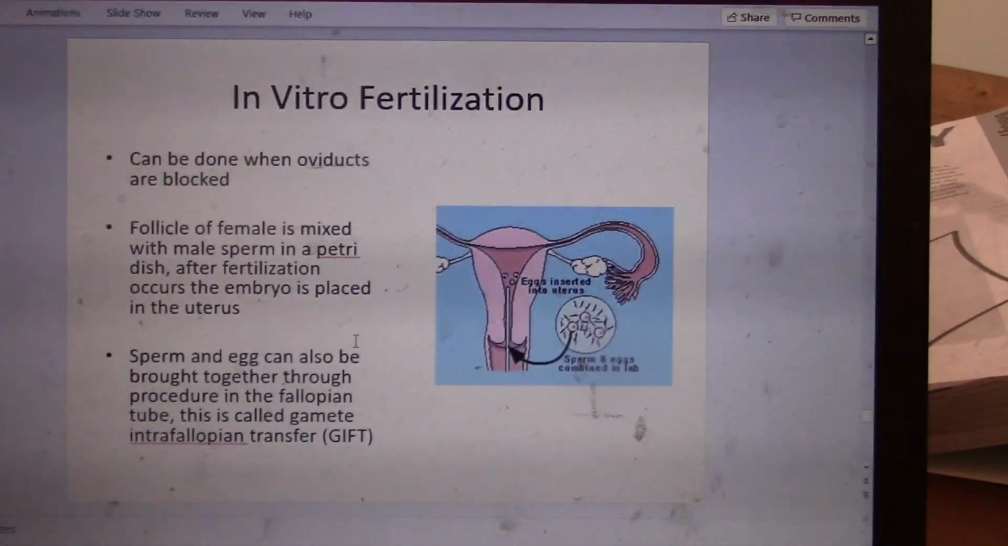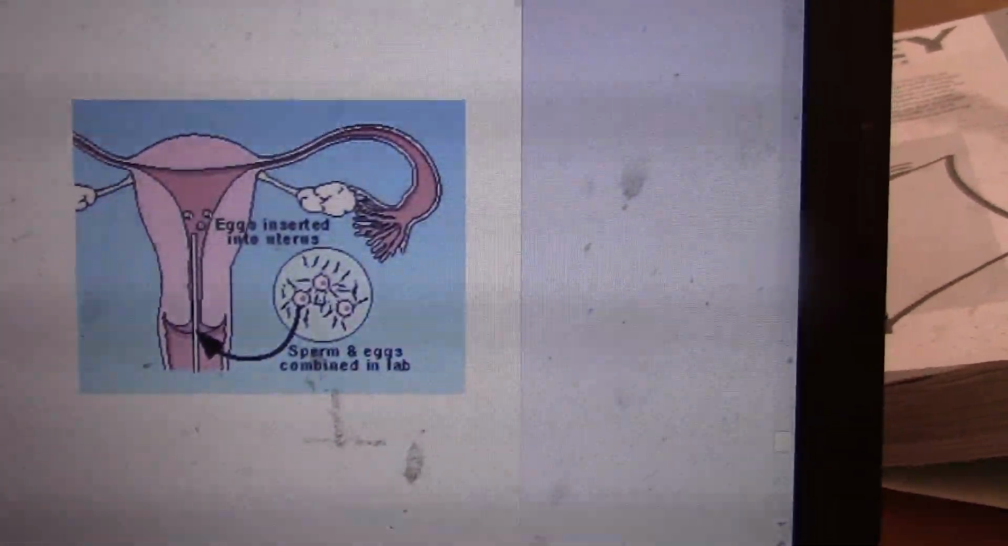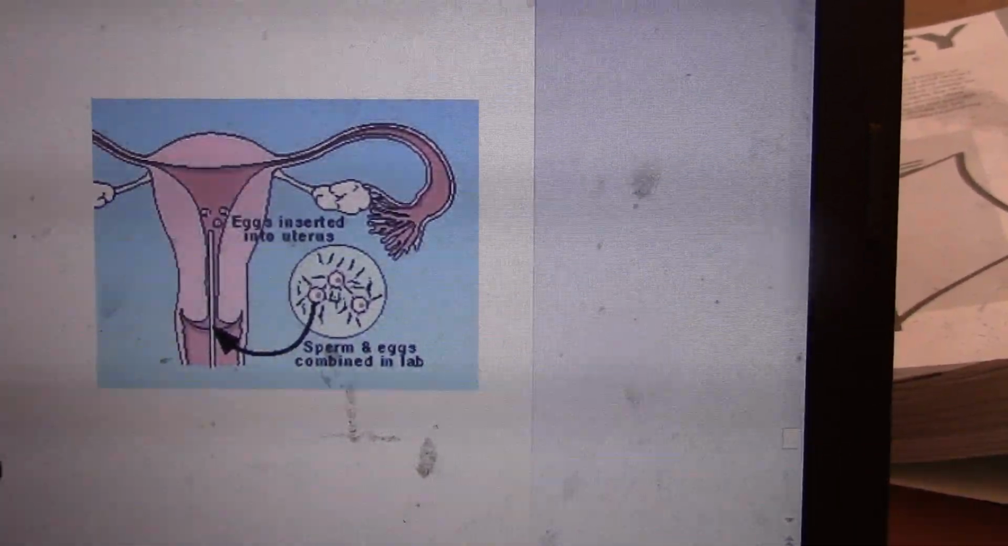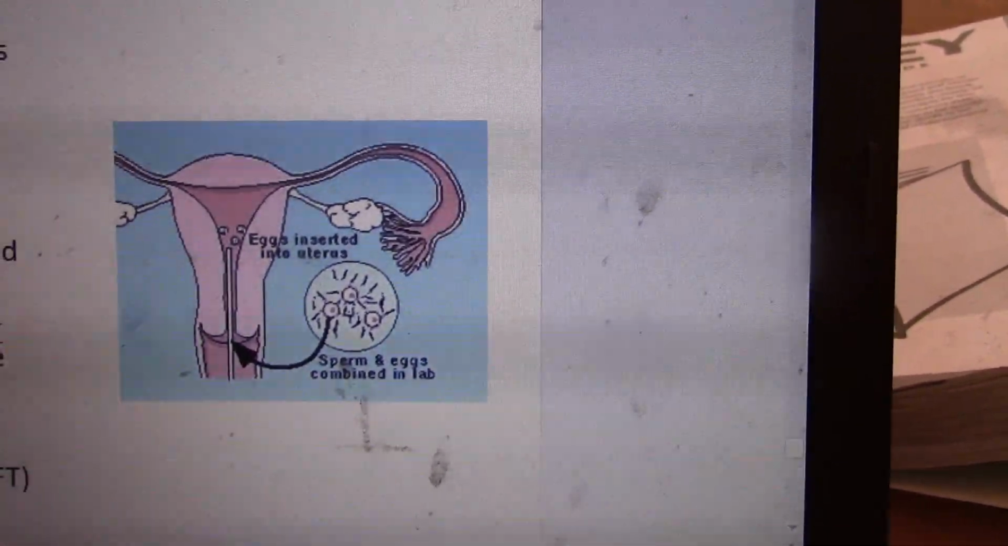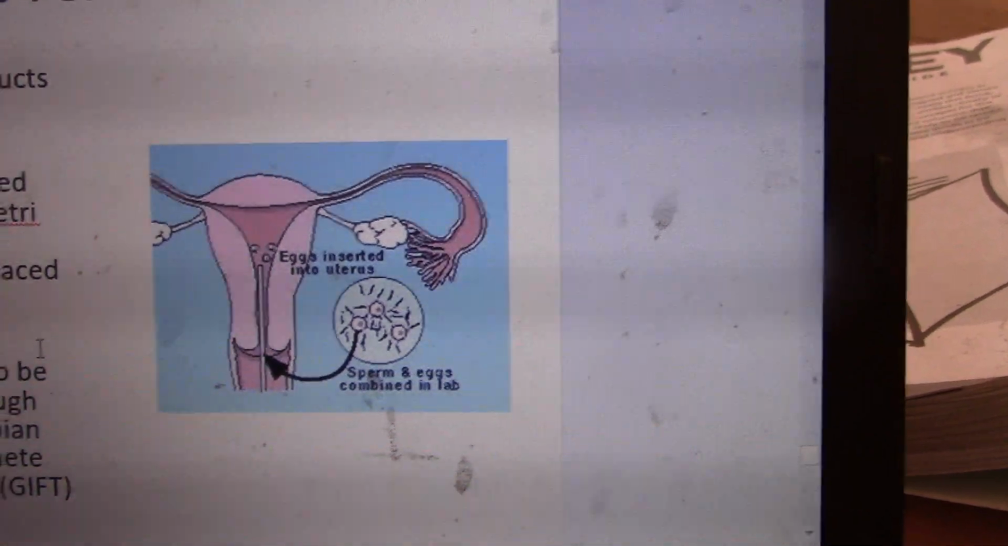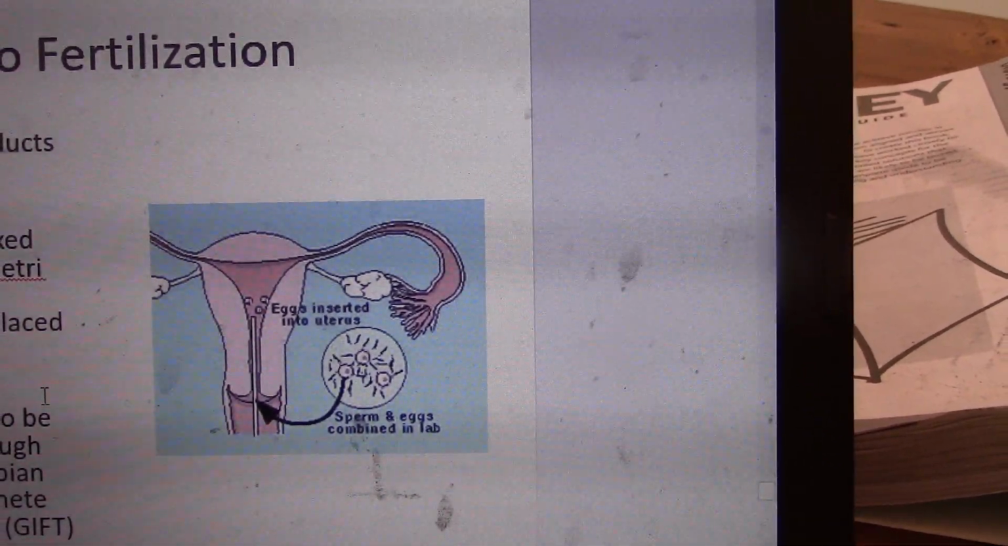This is in vitro fertilization, so you can see what happens here is sperm and egg are brought together in a petri dish. And then again, you can see that catheter moving through the cervix into the uterus. And then the fertilized eggs are brought into the uterus, and then hopefully they implant. This is the main way that surrogacy implants an embryo into a uterus.